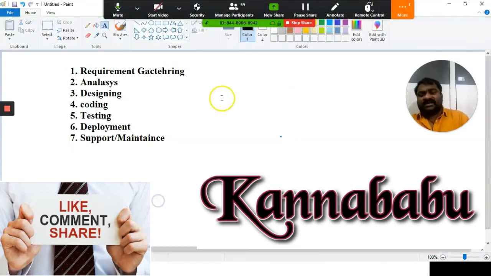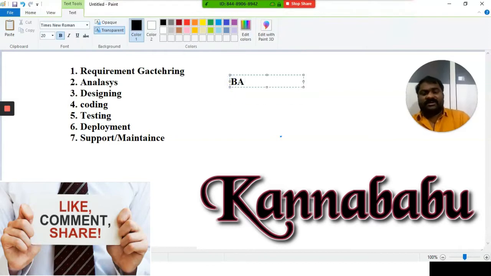Is it clear? As I already told you earlier, the business analyst will gather the requirements from the client. A business analyst is a person who has the knowledge, an MBA person. He will try to gather the requirements from the client, and he will prepare one document. The name of the document is SRS, System Requirement Specification.